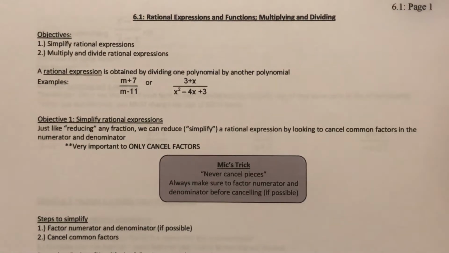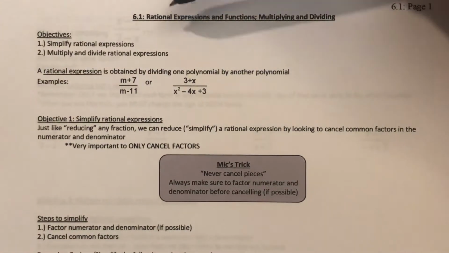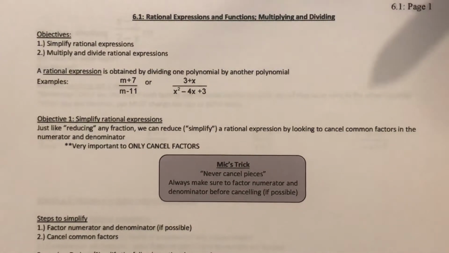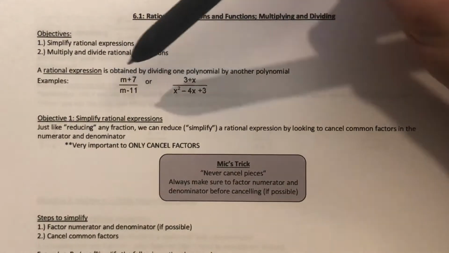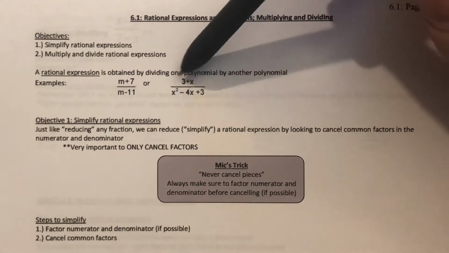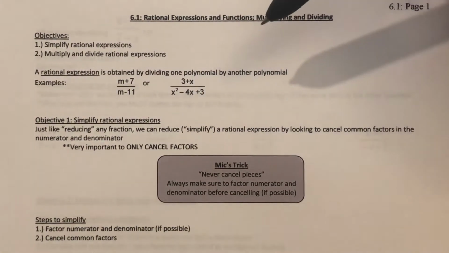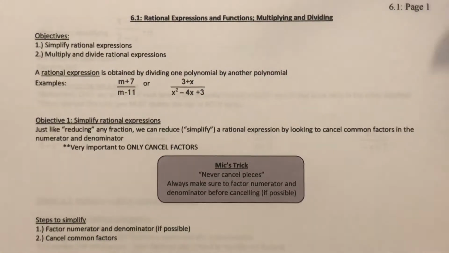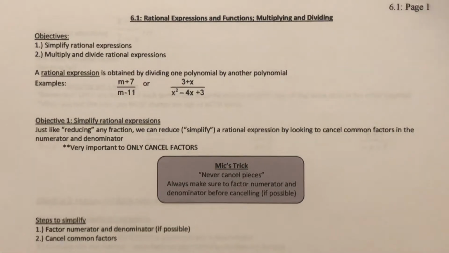So starting in chapter 6, we'll be taking a look at rational expressions. And that word rational, if you're not familiar with that word, that denotes dealing with a fraction. And so these rational expressions, as it says here, are obtained by dividing one polynomial by another. So we're going to see these fractions where there could be polynomials or multiple terms in both the numerator and denominator. And so the first thing we want to learn how to do is simplify them, just like with regular fractions. Think of it as reducing a fraction.